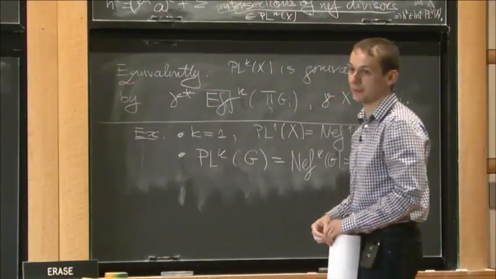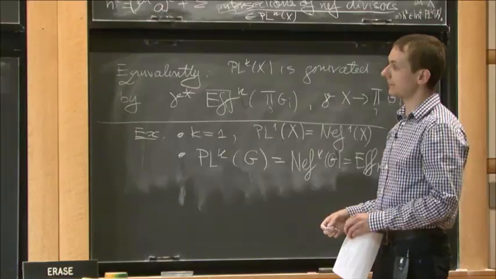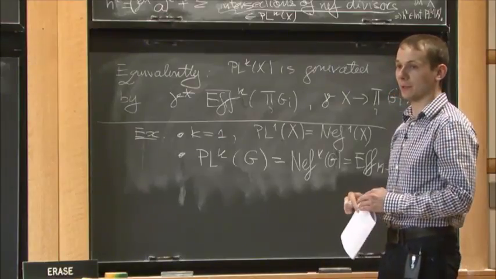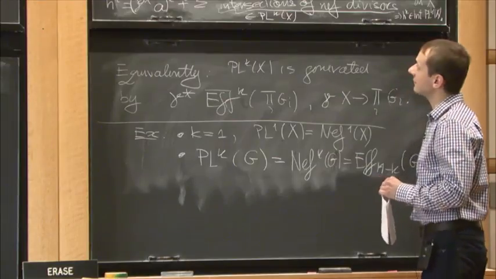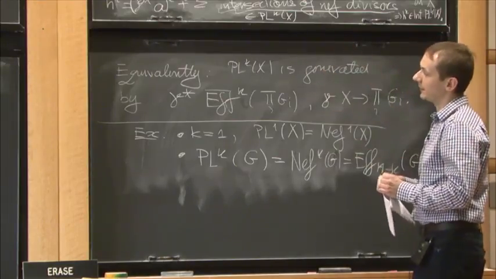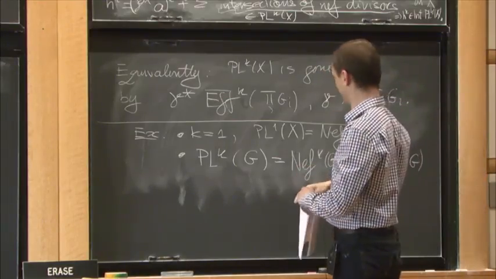That the intersection of nef things. So nef things are limits of globally generated line bundles. And intersections of globally generated things are pliant. So the limits also work.